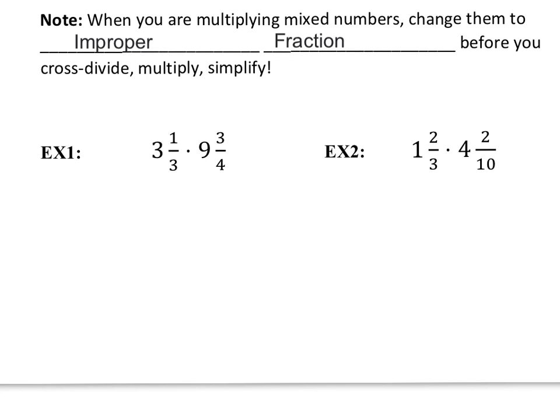So in this case, before I cross divide or multiply or simplify, I need to convert the mixed number into an improper. For example 1, I'm going to take the 3 and 1/3 and convert that into an improper fraction. So I know 3 times 3 is 9. 9 plus 1 is 10, so my improper would be 10 over 3. I always want to keep the denominator. Now I'm going to multiply. 9 and 3/4 also needs to be converted. 9 times 4 is 36. 36 plus 3 is 39, so 39 over 4.